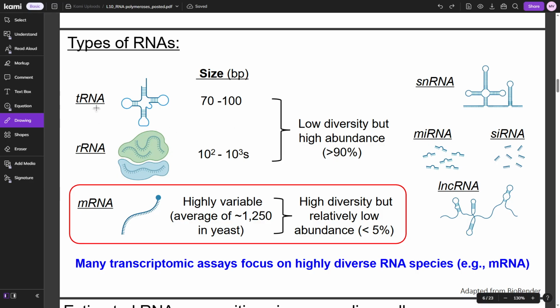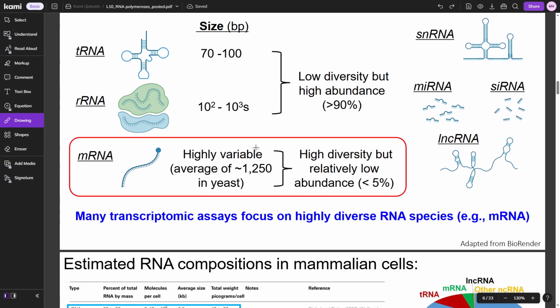The other part is from tRNAs, lots of tRNAs, right? They're around 70 to 100 base pairs. Please memorize these numbers. But yeah, there's quite a lot of them. Same thing here, 10 to the second, 10 to the third, so 100 to 1,000 base pairs for rRNAs. And then for the mRNAs, there's a decent amount of them, but they make up about 5% of the total transcriptome.